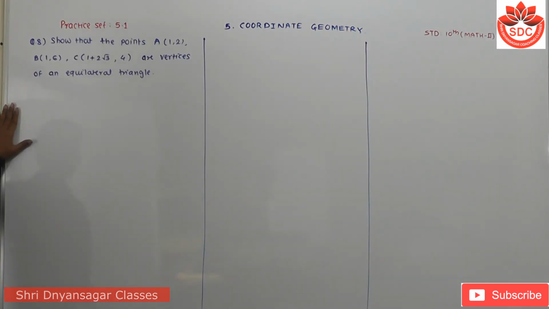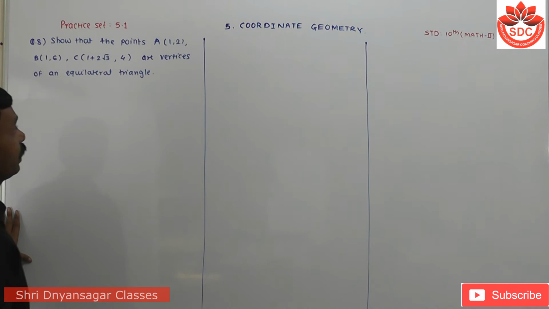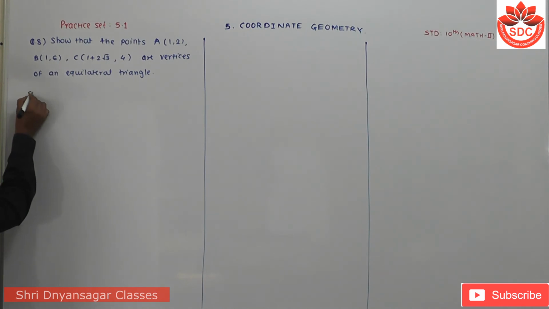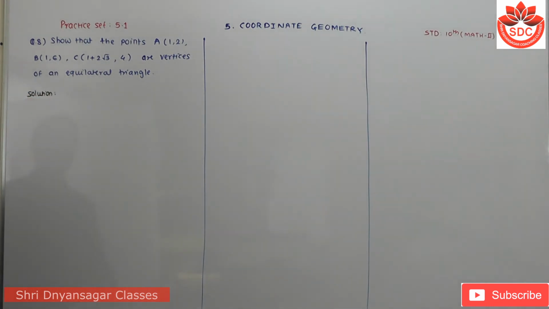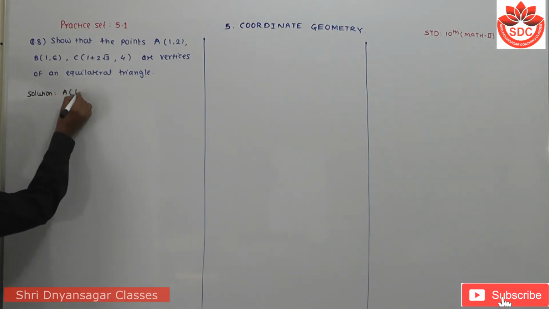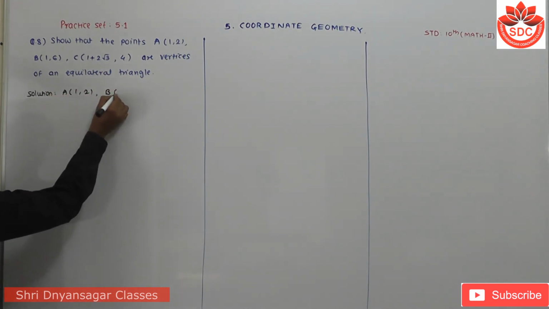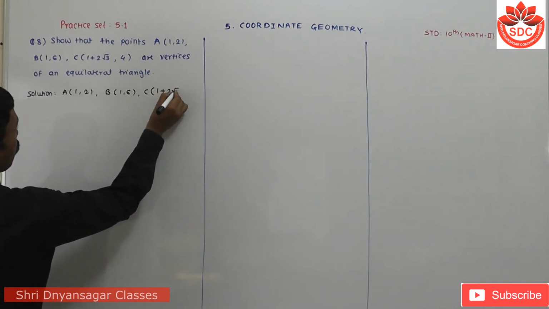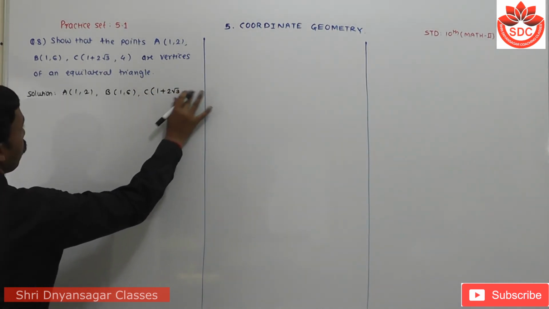Question number 8. Show that the points A (1, 2), B (1, 6), C (1 plus 2 root 3, 4) are vertices of an equilateral triangle. Now its solution is. Student, here A has coordinates 1 and 2, B has coordinates 1 and 6, and C has coordinates 1 plus 2 root 3, 4 here.